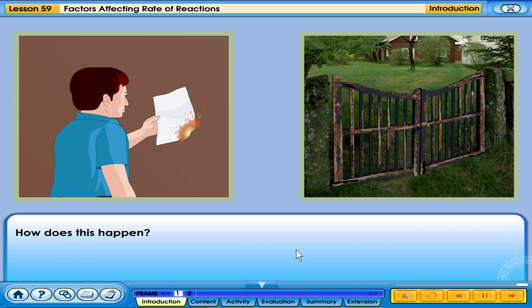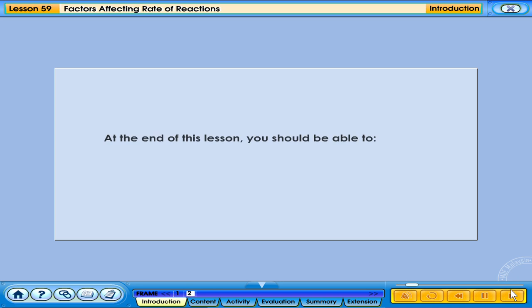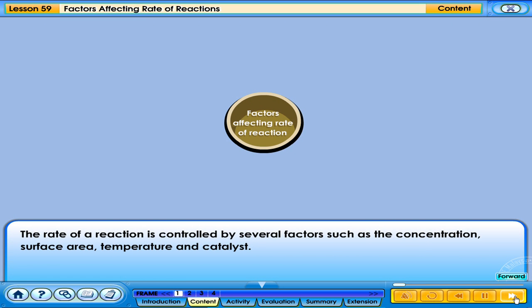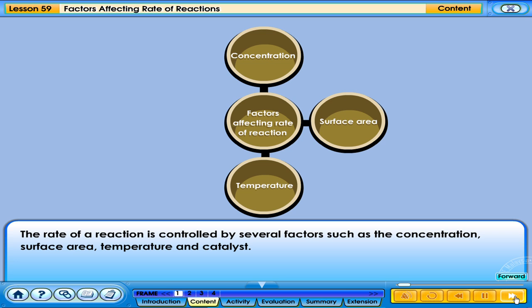How does this happen? At the end of this lesson, you should be able to explain the factors that affect the rate of reaction. The rate of a reaction is controlled by several factors such as the concentration, surface area, temperature, and catalyst.